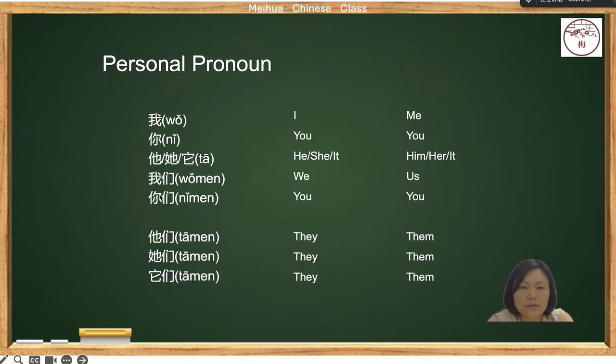我们, 你们, it's the plural of you. 他们, in Chinese, we divide the pronoun of the third party into 3 different words because they refer to different genders. But what's interesting here is in English, we don't differentiate the gender in case it's the plural.